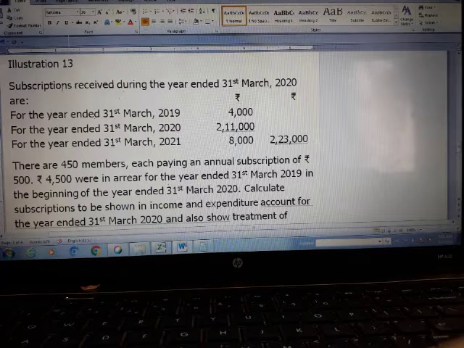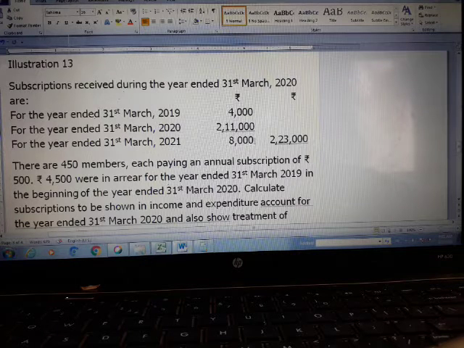Look at question number 13. Subscriptions received during the year ended 31st of March 2020, which means in the year 2020, we have received an overall subscription worth rupees 2,23,000, and the split up of this 2,23,000 is given in this format. For the year ended 31st of March 2019 it is 4,000, for the year ended 31st March 2020 it is 2,11,000, and for the year ended 31st of March 2021 it is 8,000.